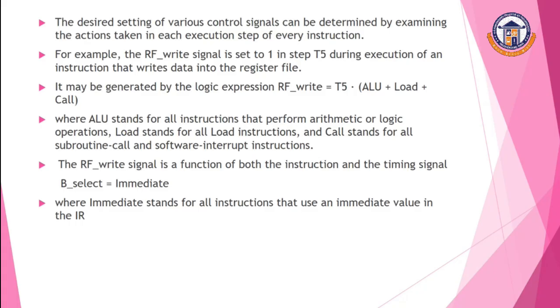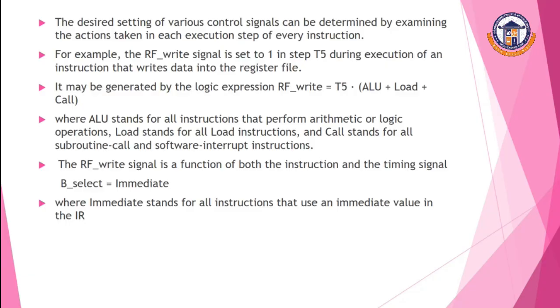For example, here we have taken the RF write signal. The write signal is set to 1. The write signal will always be in T5. T5 is the last step. So what will be the last step? Storing the data again in the memory. That is the last step. So it is a write signal. What is write? Write is storing the data into the memory. So in step 5, we will always be storing the data into the memory. So we are having T5.